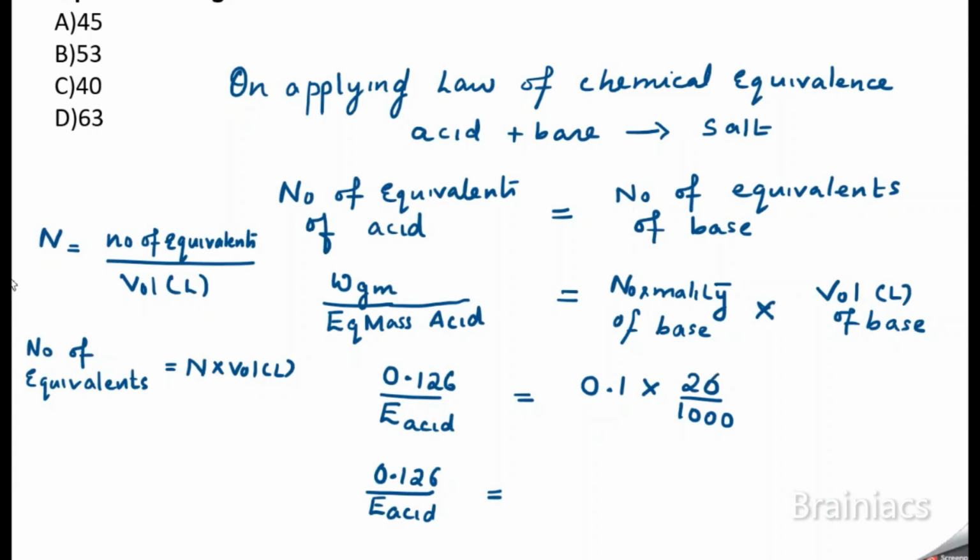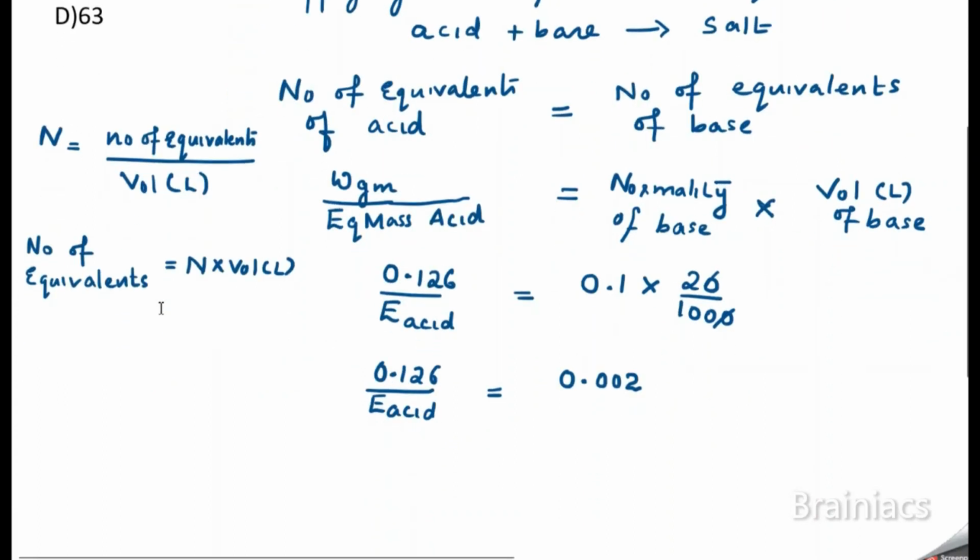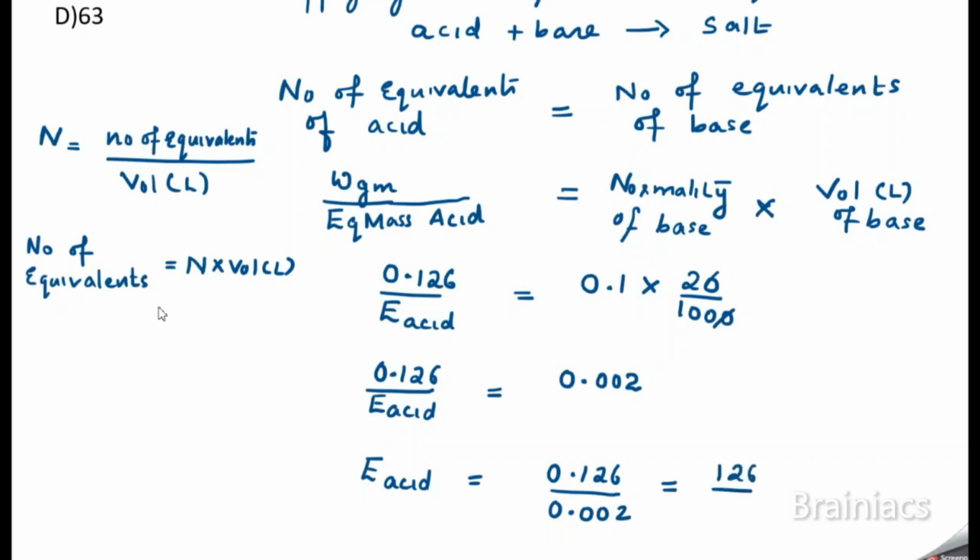This 0 and 0 will cut off, correct? 1 by 10, so it becomes 2 by 1000 again. So I can write 0.002. Now tell me what is equivalent weight of the acid? So E acid is equal to 0.126, correct, divided by 0.002. So I'm multiplying by 1000 on both numerator and denominator. This will become 126 by 2 and that is equal to 63. Okay, so I got the equivalent weight of the acid.